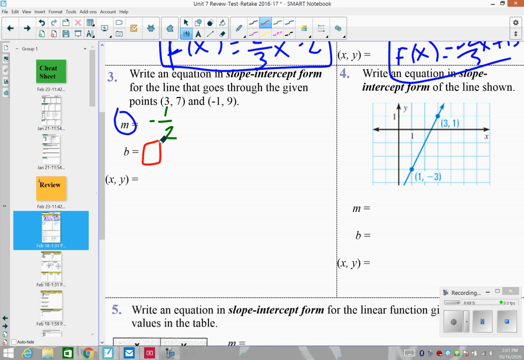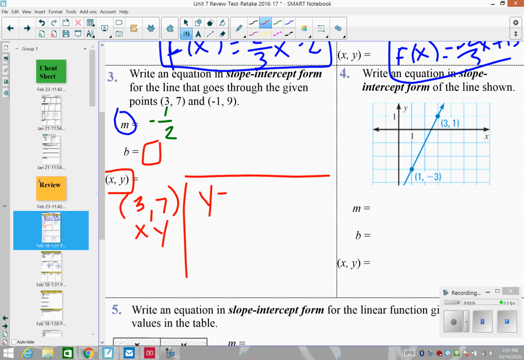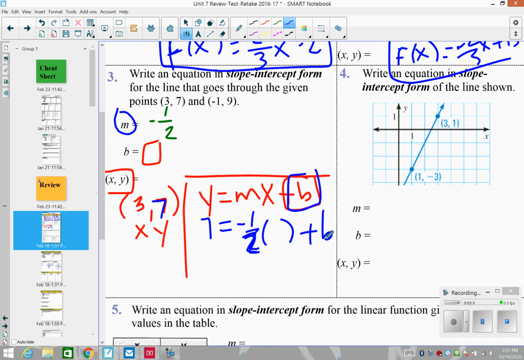So what I'm going to do is I'm going to take one of these points, and it says which points do you want to use. It doesn't matter. I'm going to use 3, 7. This is x, this is y, and I'm going to solve it for b. So given this equation, y equals mx plus b, our goal is to find the b. It goes through both of those points, rather. So the y is 7, it says it right here. The slope I found was -1/2. I just had to erase it so I could have enough space to write. And the x value is given as 3.